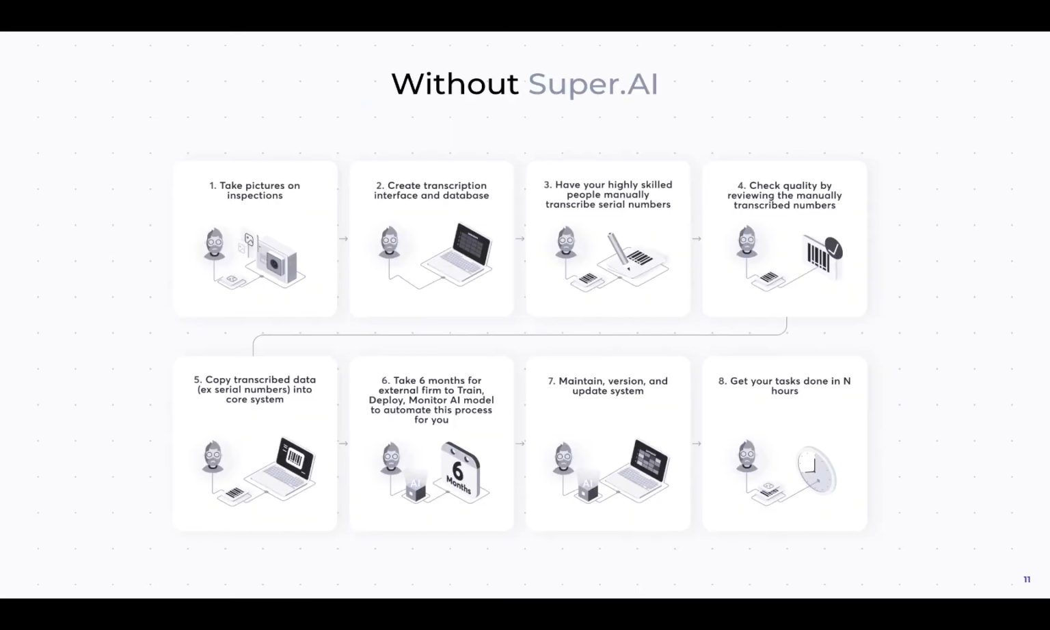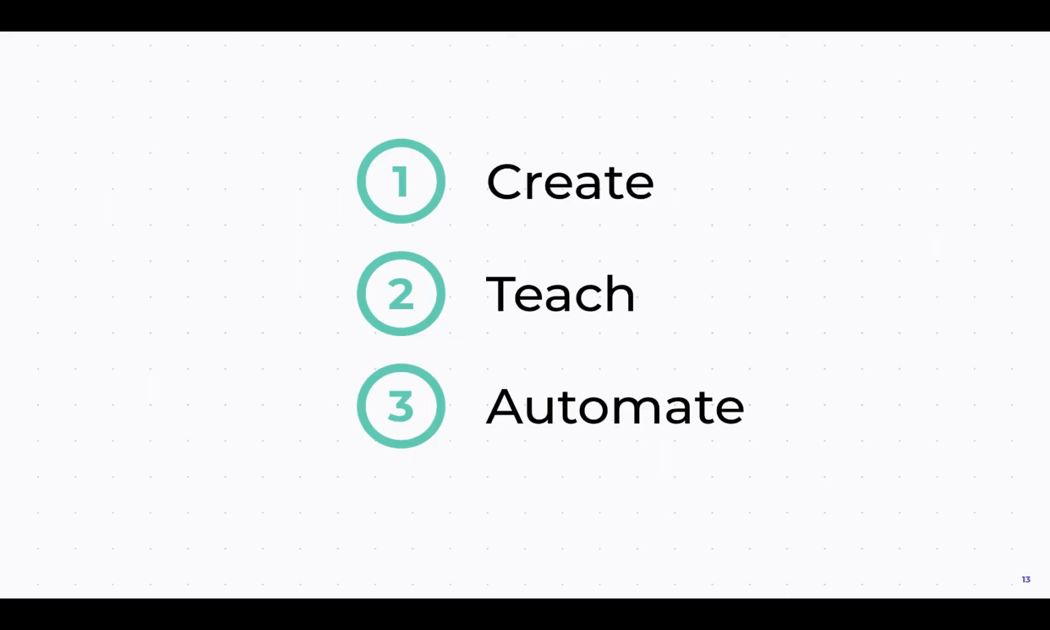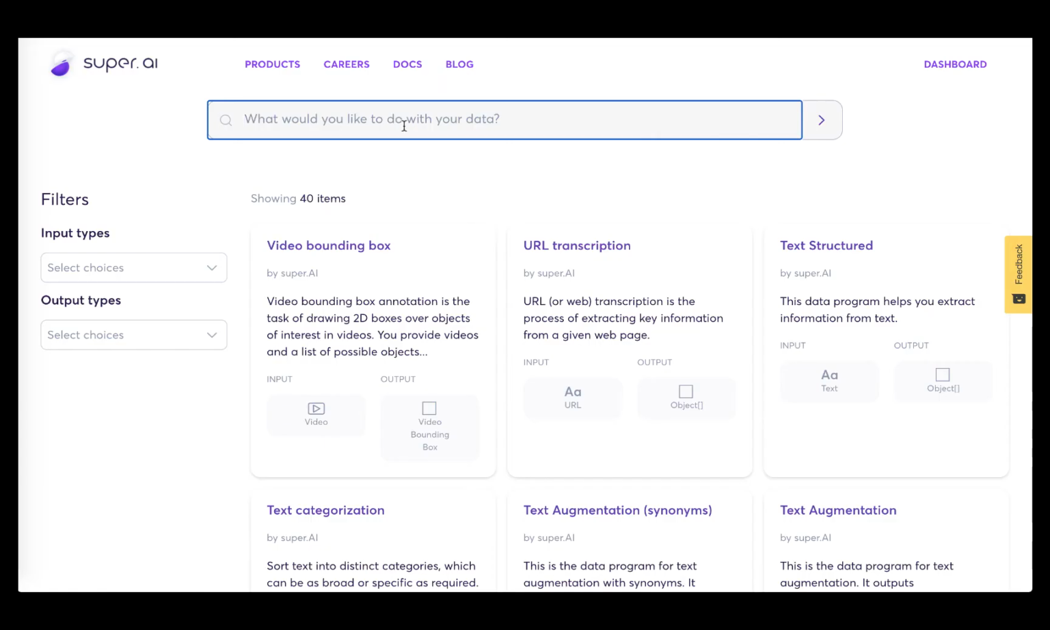With super.AI, you can transform this process to this. You take the images like normal, upload them into the system, and we do the rest. Let's take a look how this works. It happens in 3 easy steps. Create the application, teach it, and automate it. Let's jump in and take a look.